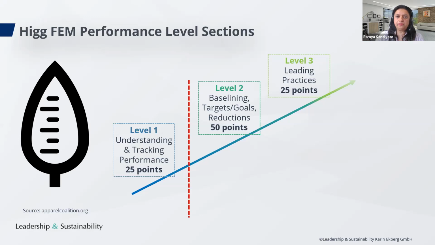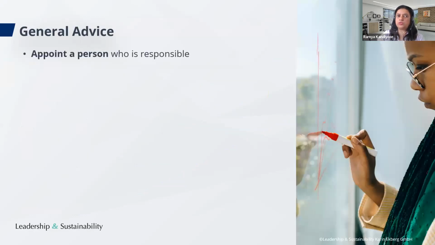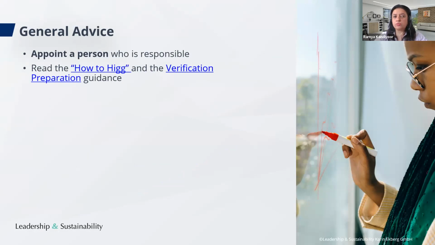And let's go into some general advice for the facilities. When we are completing the self-assessment, we should ideally appoint a person who is responsible for the facility, who is responsible for answering all of the questions in the Higg FEM. You would require this person to be well versed with how to Higg. This is the link which is given to the how to Higg, and also the verification preparation guidance which is available. So he or she should definitely be looking into both of these aspects.